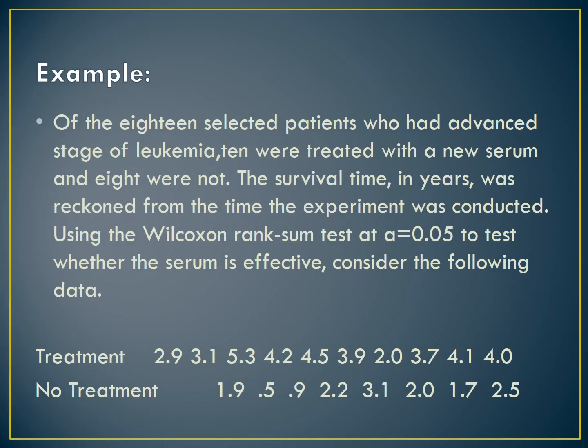Example: of the 18 selected patients with advanced stage of leukemia, 10 were treated with a new serum and 8 were not. The survival time in years was reckoned from the time the experiment was conducted. Using the Wilcoxon rank sum test at 0.05 level of significance to test whether the serum is effective, consider the following data. Treatment: 2.9, 3.1, 5.3, 4.2, 4.5, 3.9, 2.0, 3.7, 4.1, 4.0. No treatment: 1.9, 0.5, 0.9, 2.2, 3.1, 2.0, 1.7.